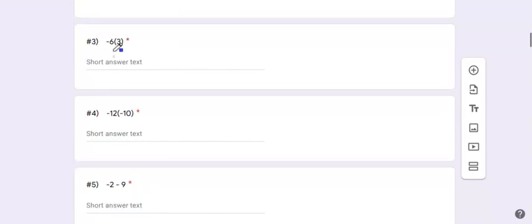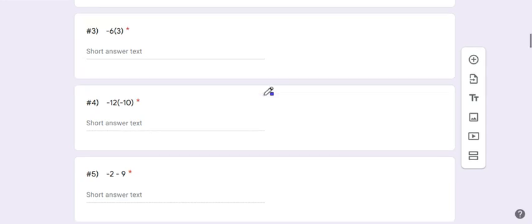Number 3, you got negative 6 times 3. Look at their signs. 6 is negative, 3 is positive. So I would say same signs, positive, different signs, negative. And it's going to be negative whatever 6 times 3 is. 6 times 3 is 18, so negative 18.